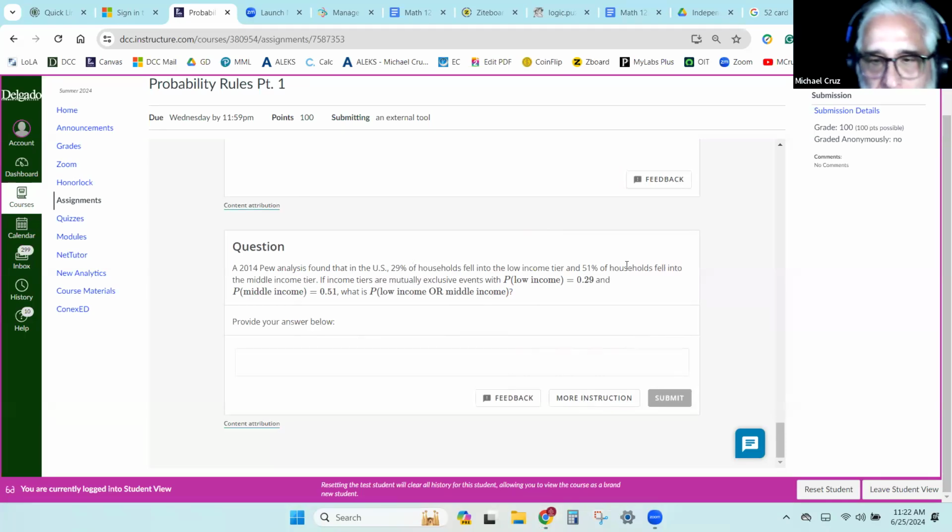All right. A 2014 Pew analysis found that in the U.S., 29% of households fell into the low income tier, and 51% of households fell into the middle income tier. If the income tiers are mutually exclusive events, low income 0.29 and middle income 0.51. What is the probability of low or middle income? Well, that's really pretty simple because it's just going to be adding them up, right? It says that they're mutually exclusive.